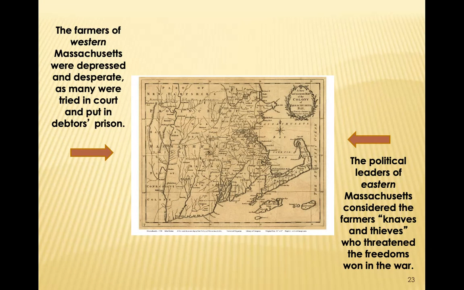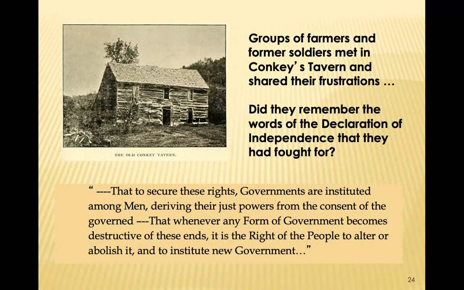So the farmers in the West are depressed and desperate, and they're put into court and eventually debtor's prison. But all the political leaders, because again, they have the wealth and the land, they're able to vote in the legislature and hold office, and they consider the farmers knaves and thieves, who threatened the freedoms won in the war. So groups of farmers and former soldiers met in Conkey's Tavern and shared their frustration.